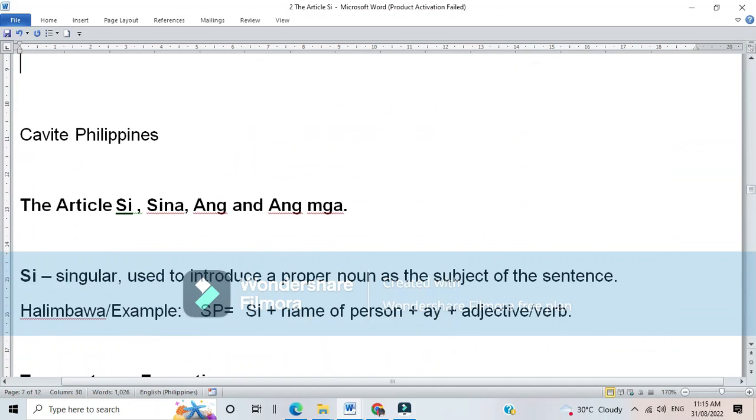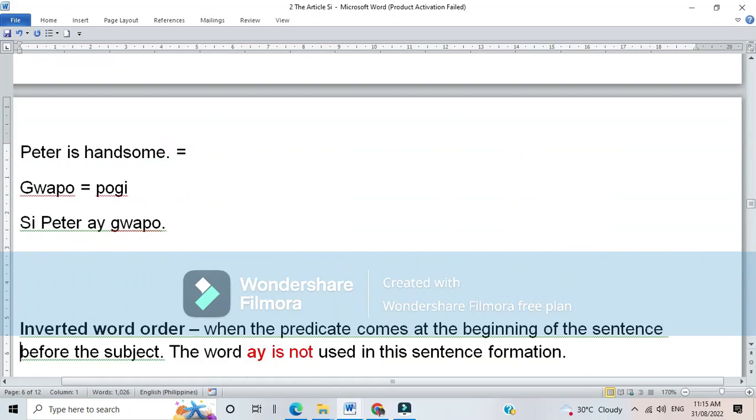Okay, now let's discuss more about the article si. Article si, once again, is singular, used to introduce a proper noun as the subject of the sentence. We will practice using this article using the two sentence formations, the subject predicate and the inverted word order. Okay, let's practice.